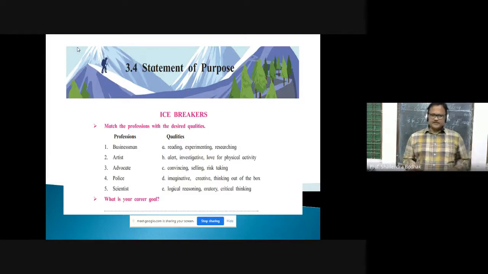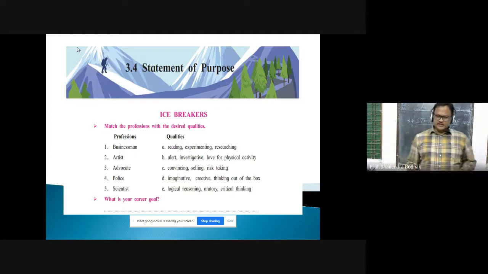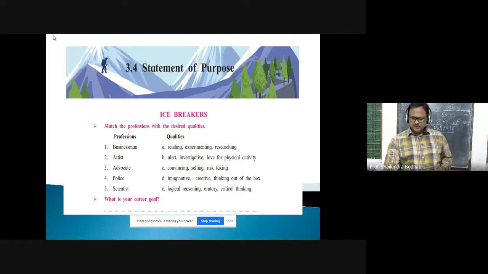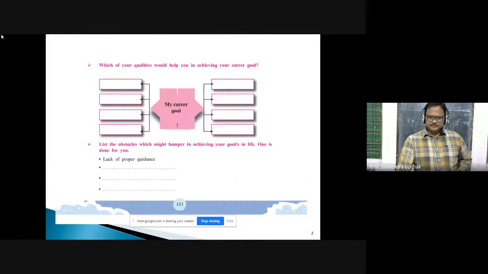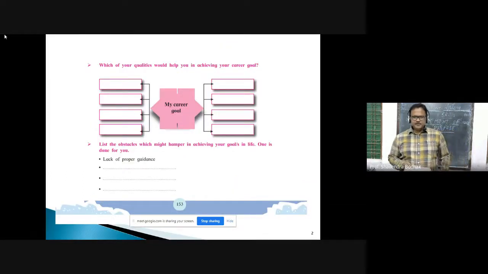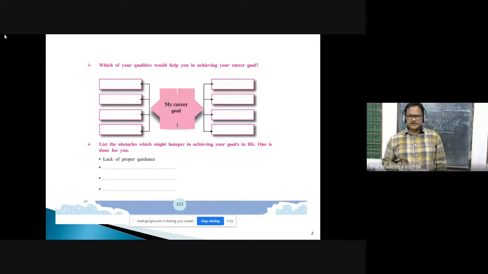So different professions require different sorts of qualities. These qualities can be inculcated, they can be developed. The next is, what is your career goal? All of you have different goals. You can write there what your goal is, what your career is. The next, which of your qualities would help you in achieving your career goal? What qualities are required to achieve certain goals in life?